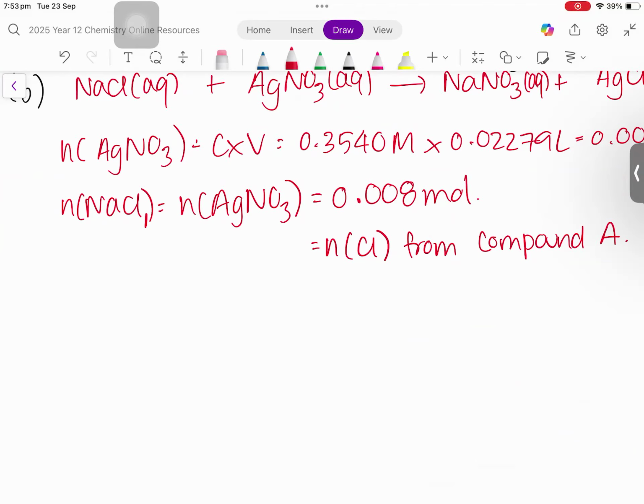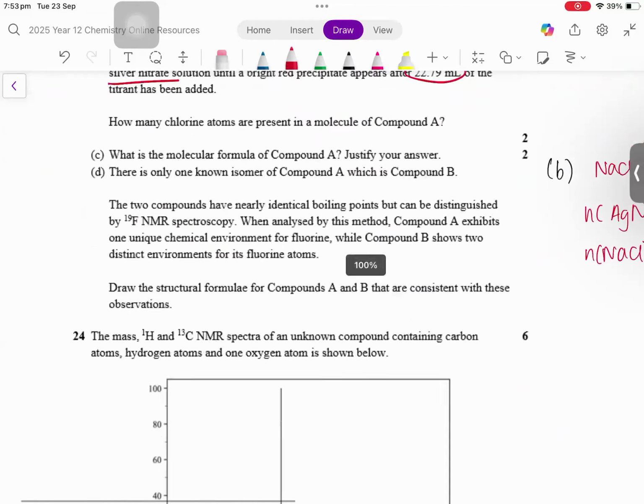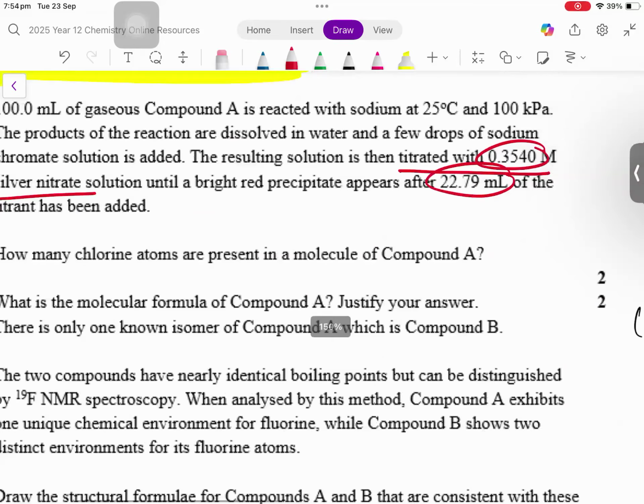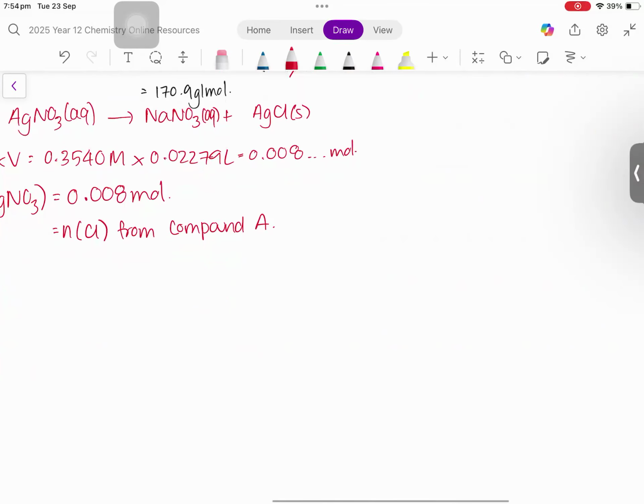Not done yet. That's the total moles that came from compound A. That's not what they asked you. They asked you, in a single molecule of compound A, how many chlorine atoms are there? Guys, one molecule has discrete numbers of atoms, like 1, 2, 3, or 4. You can't have 0.008 of an atom. So they're saying a single molecule, how many chlorines are in there?